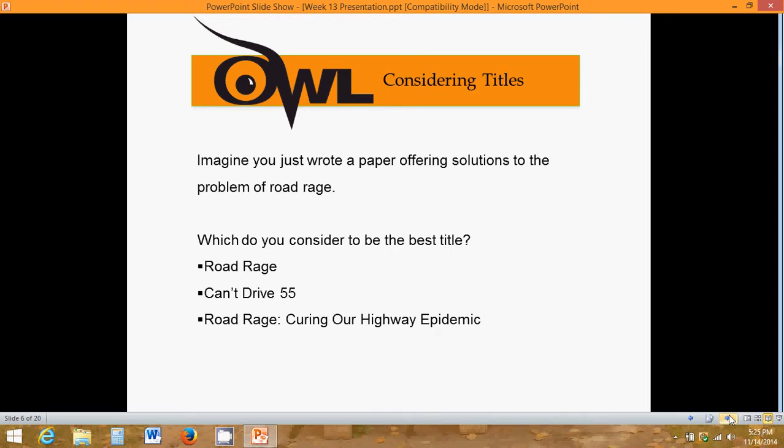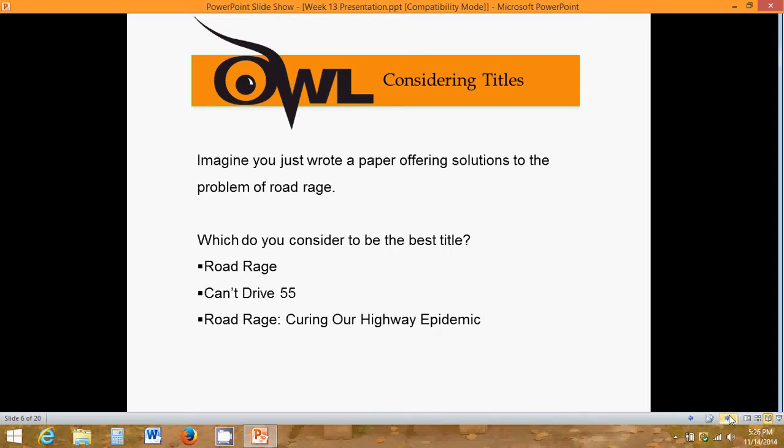So looking at these three different titles, I'm going to guess you could already figure out which one is the best one. But the first one is not extremely exciting. It doesn't have any active action words. It just states the topic. So it's okay, but not particularly attention grabbing. The second one, Can't Drive 55, is a little bit more attention grabbing, but maybe not appropriate for the topic. So how does that relate to road rage? Sure, it's kind of a cute little title, but it makes me think about speed limits rather than road rage.